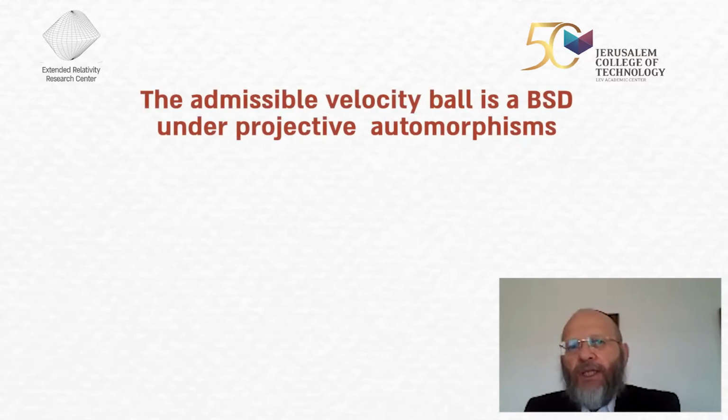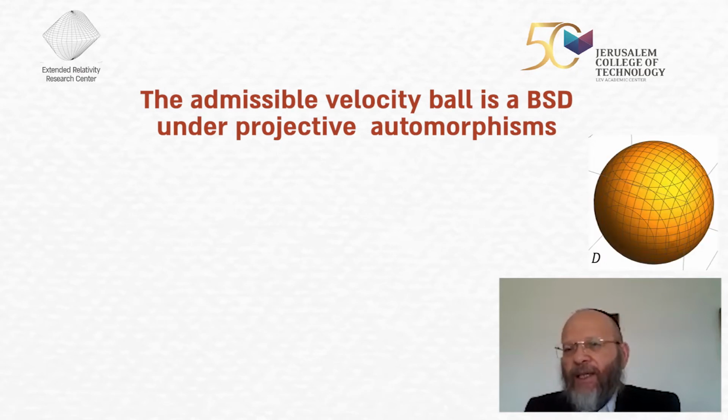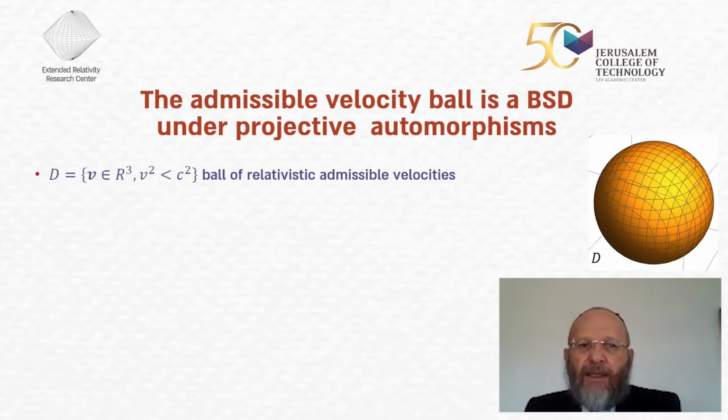Now we will show that the admissible velocity ball, with all the velocities allowed by relativity, is a symmetric domain under projective automorphisms. You remember what we have to show. It is a regular three-dimensional ball that we are used to seeing. The definition is that you consider all vectors in R3 which have length less than c, the ball of relativistic admissible velocities.